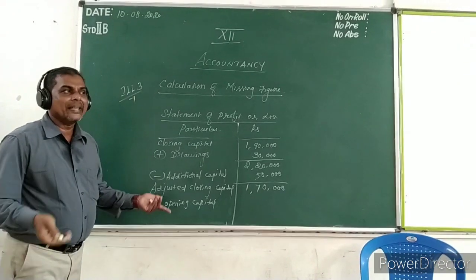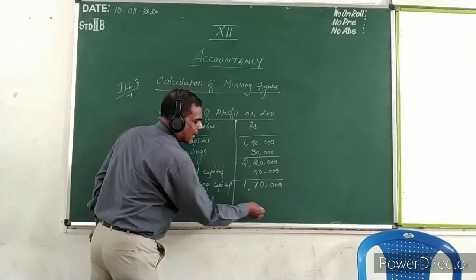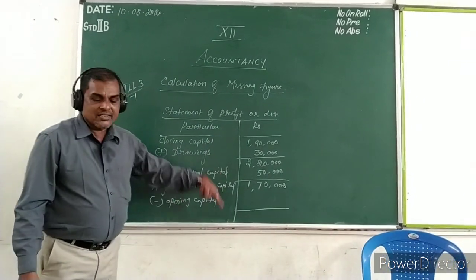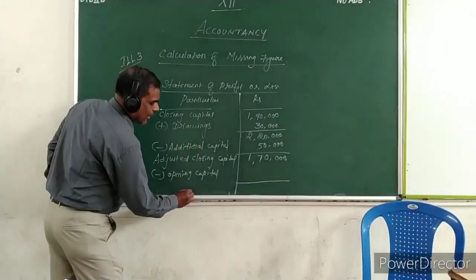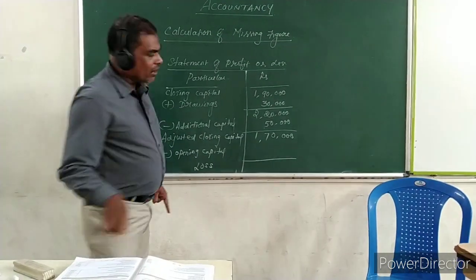But in this sum, opening capital is the missing figure. So we don't know the amount. We keep it blank and put the underline after the blank. What is the result in this sum? Here in the sum the result is loss, L-O-S-S, loss. Loss is rupees 40,000.